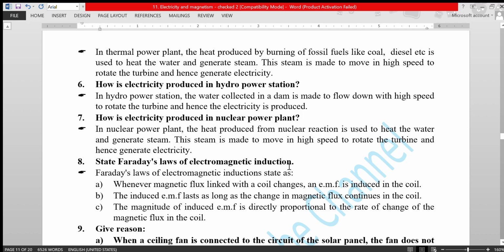State Faraday's laws of electromagnetic induction. Faraday's law of electromagnetic induction is stated as: whenever the magnetic flux linked with a coil changes, an EMF is induced in the coil. The induced EMF lasts as long as the change in magnetic flux in the coil. The magnitude of induced EMF is directly proportional to the rate of change of magnetic flux in the coil.